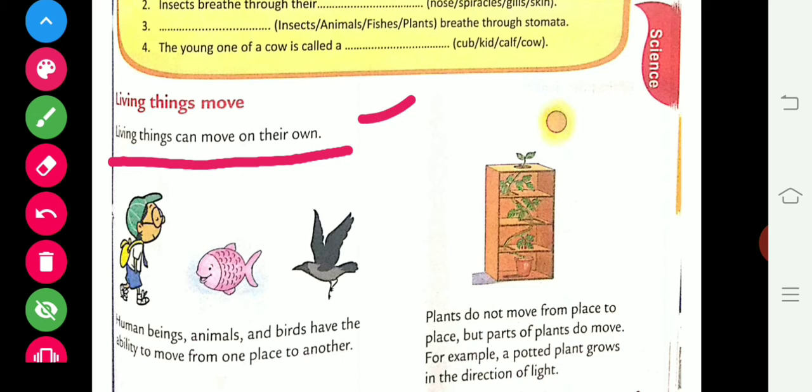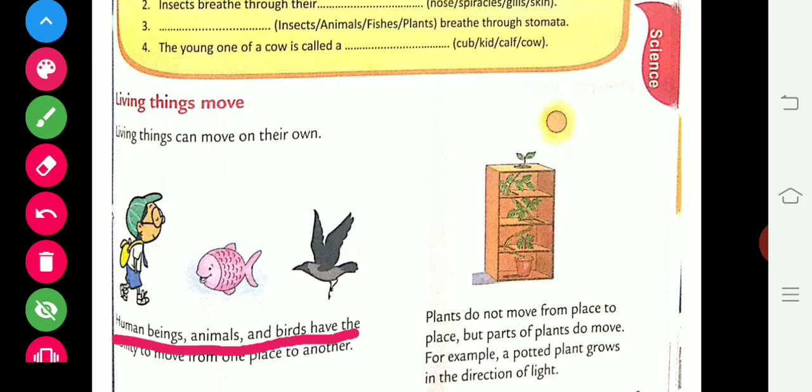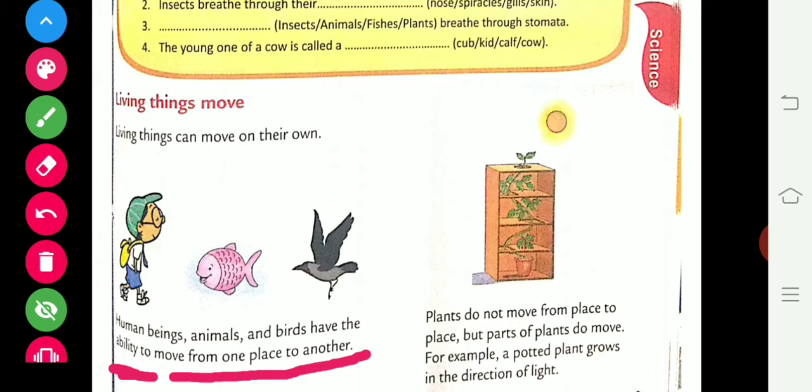Living things क्या करती है? Move करती है on their own, अपने आप, like a child, fish, crow. It means birds. Human beings, animals, and birds have the ability to move from one place to another. It means human beings, animals, birds, they can move from one place to another place. They have the ability to move.